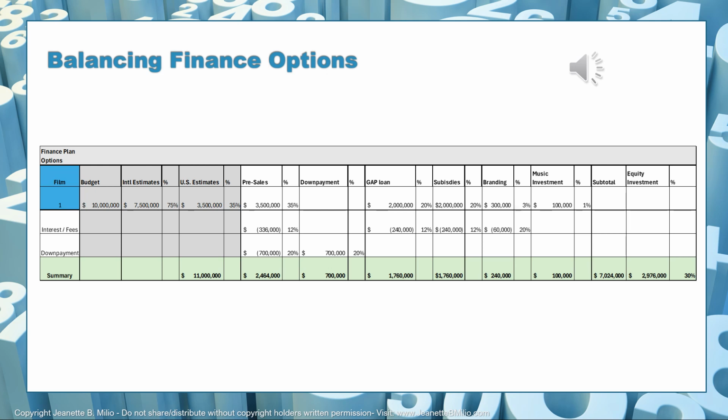We have a budget here of $10 million. We are estimating the international distribution revenues to come in at 75% of the budget, the US to come in at 35% of the budget. So we are again at 11 million. The pre-sales are 35%. We are getting a 20% down payment from the distributor, and the bank is charging us 12% interest. The gap loan is going to be 20% of the budget, also with a 12% interest.